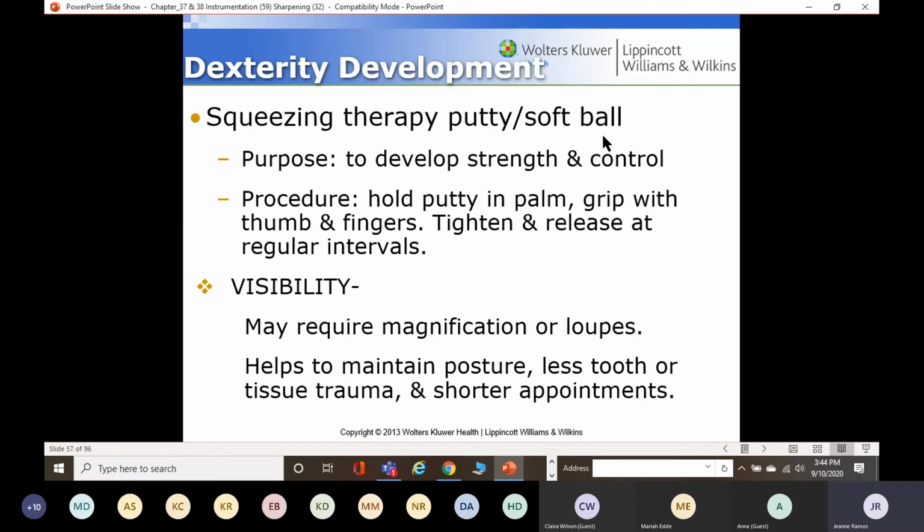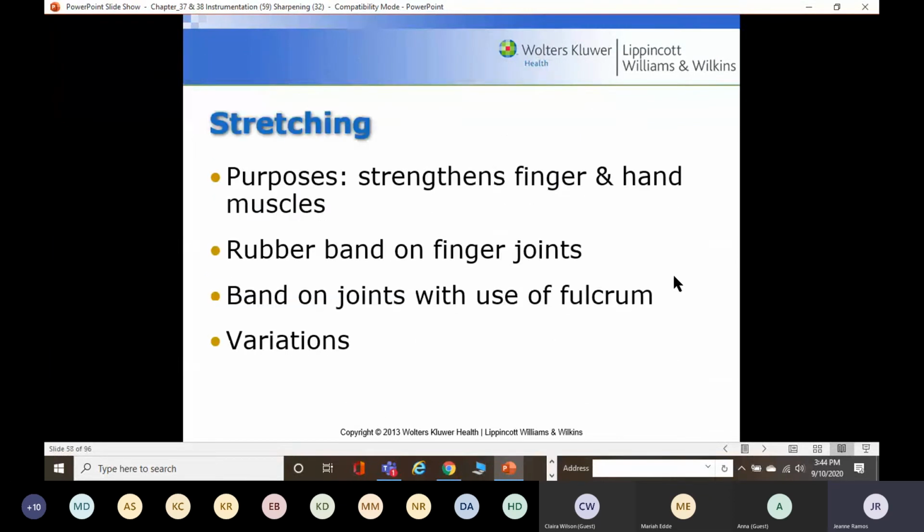Squeezing a therapy putty soft ball can help with dexterity development. For strength and control, hold putty in a palm, grip with the thumb and fingers, tighten and release it at regular intervals. Visibility, hopefully your loops will help out with that. Helps to maintain your posture, less tooth or tissue trauma, and shorter appointments because you're moving faster because you can see well. Stretching strengthens the finger and hand muscles.